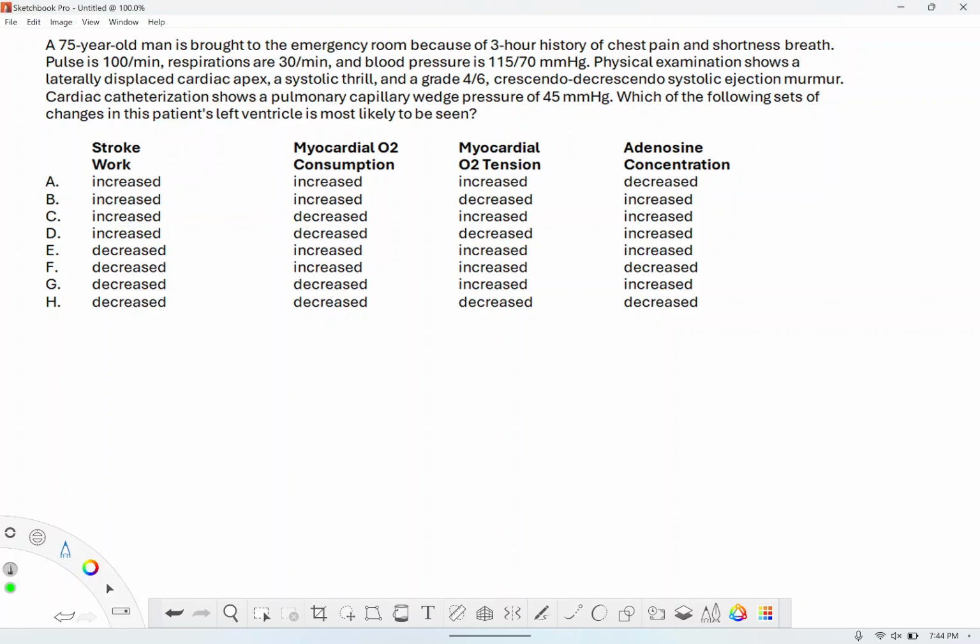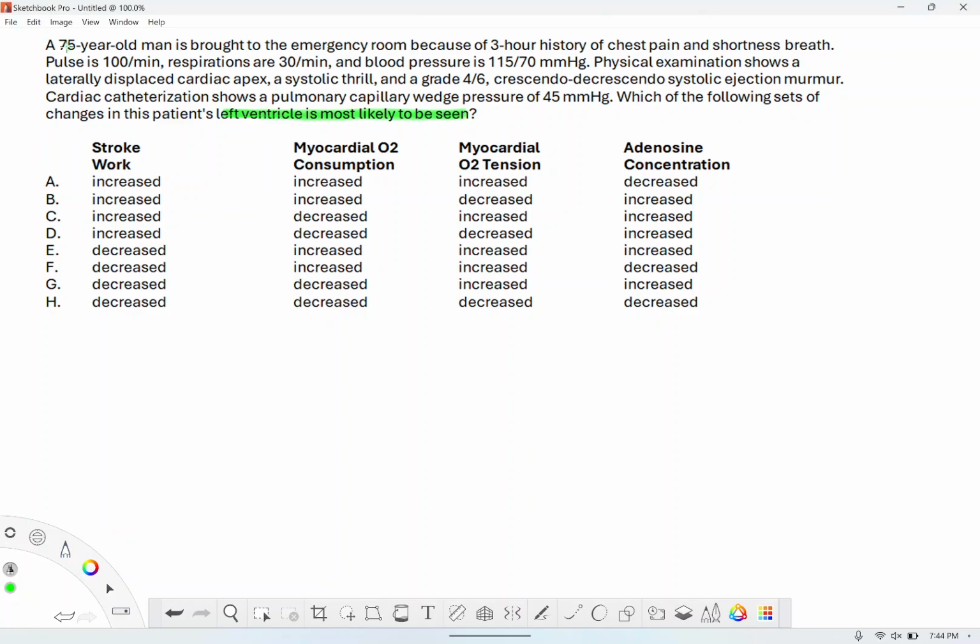Okay, so the question is asking what is the scenario in the left ventricle? Where's my highlighter? What do we see in the left ventricle? Okay, so in the left ventricle: the stroke work, the myocardial oxygen consumption, oxygen tension, and adenosine release. Okay, fine. But we should know what is happening in this person, right? Once we know that, then we can apply it. First, we have to diagnose what our main issue here is. I'm going to highlight it this time to see if we can figure it out.